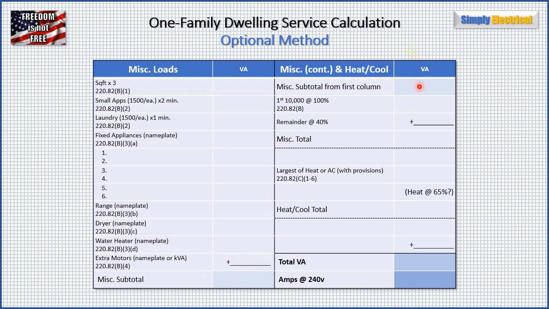Then we're going to transfer that number up here. We're going to take a demand factor. Then we're going to deal with our heating and cooling. Get a value there. Add everything together to get our total VA. Divide by our voltage, which is normally 240, to get our amps. And that'll give us our service size. Then we can size our conductors, our conduit, our meter panel, all that stuff. Okay, let's get on to our examples.